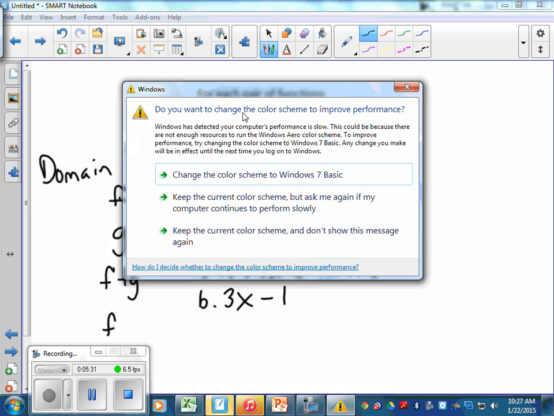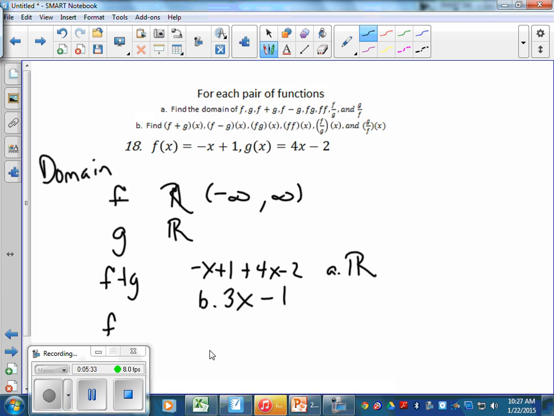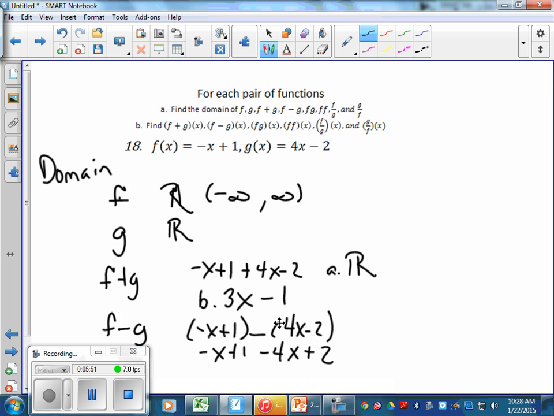Now the thing that messes people up on the minus part is that you have to remember that it's negative x plus 1 minus 4x minus 2, which means that you have to subtract both things, which makes it minus 4x, and then it makes it plus 2 because it's minus a minus 2. And then when you combine your like terms, you get negative 5x plus 3. So f minus g gives me, for part B, negative 5x plus 3. So the domain is, again, all real numbers.